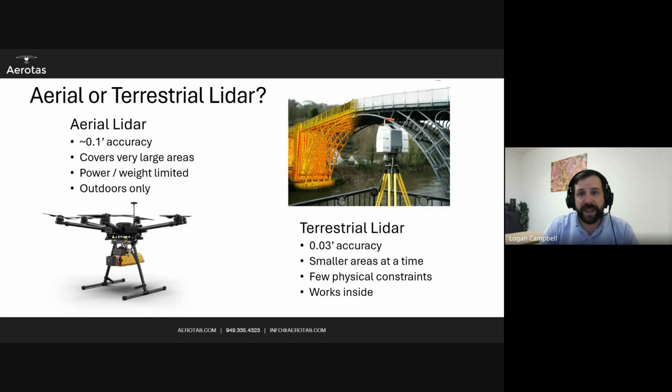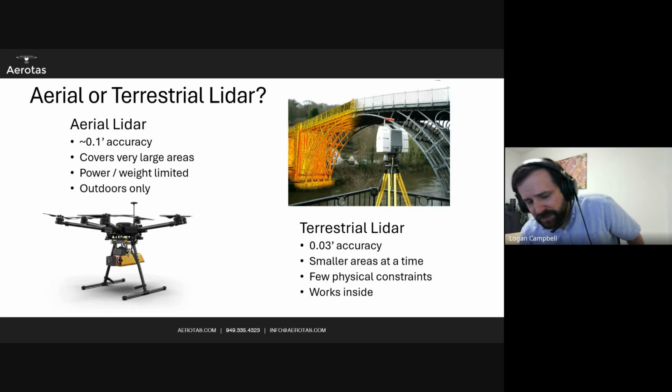It is power and weight limited. You can't strap a $2 million 100-pound LiDAR sensor on a drone, although there are fixed-wing aircraft that can carry those. And it's outdoor only. Terrestrial LiDAR is typically more accurate to around 3/100ths of a foot. Again, it can exceed that. It can be better than 3/100ths of a foot, but it covers much smaller areas at a time. It has few physical constraints in terms of power or weight. You can put a much heavier sensor on, and it works inside.